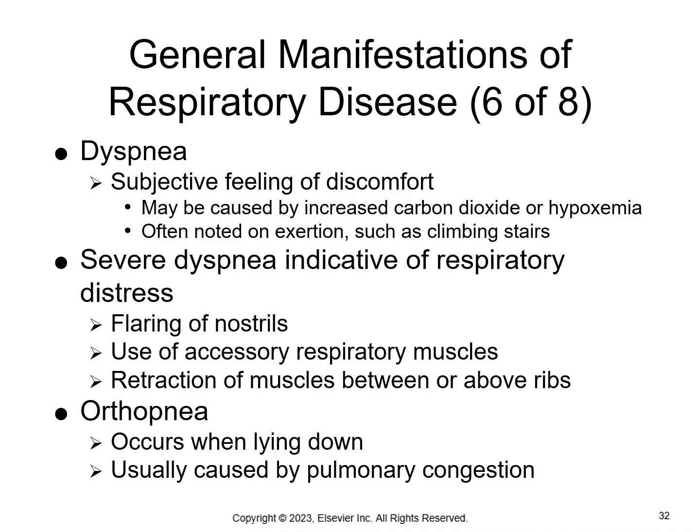Dyspnea is a subjective feeling of discomfort that occurs when the person is unable to inhale enough air. It could be caused by increased carbon dioxide or hypoxemia. The person may describe it as breathlessness or shortness of breath with exertion or at rest. So exertion would be like when they're going upstairs. Severe dyspnea can be accompanied by flaring of the nostrils, use of the accessory respiratory muscles, or retraction of the muscles. For example, the retractions that you see between the ribs in the intercostal area or around the sternocleidomastoid area.